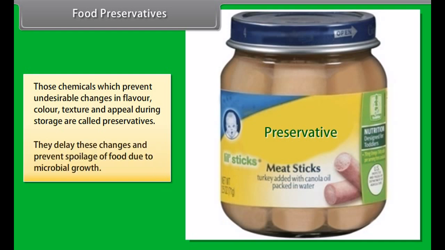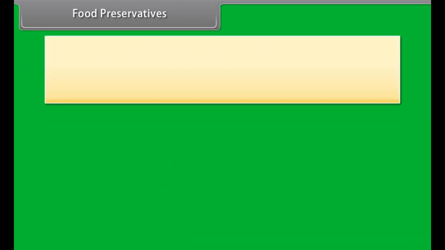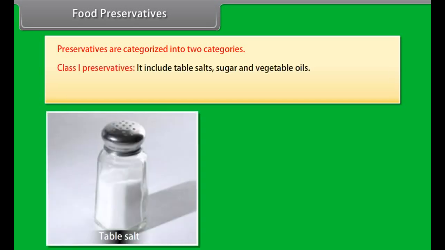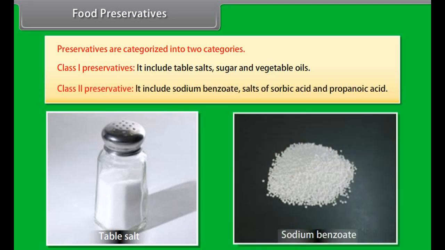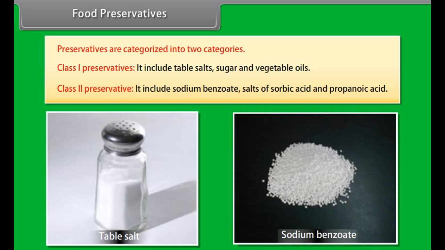They delay these changes and prevent spoilage of food due to microbial growth. Preservatives are categorized into two categories. Class 1 preservatives include table salt, sugar, and vegetable oils. Class 2 preservatives include sodium benzoate, salts of sorbic acid and propanoic acid.